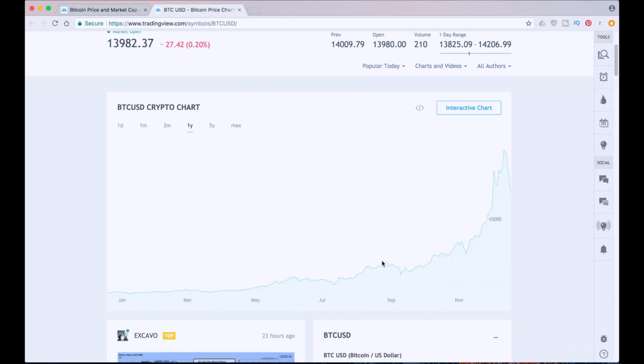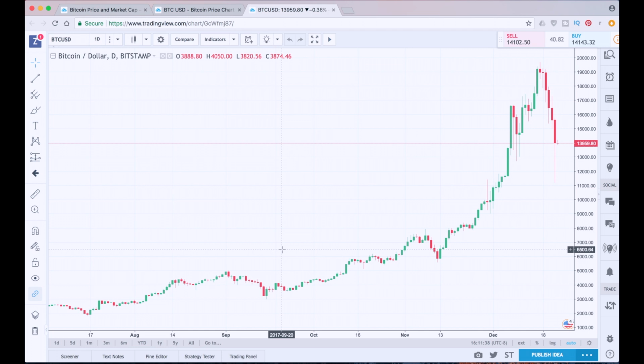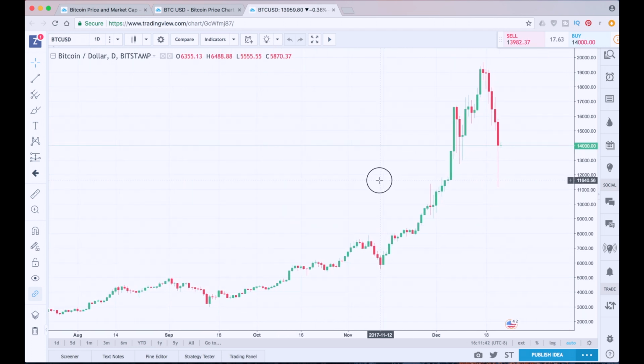And here you'll see a basic chart. That's not what we want. We want the interactive chart. So click on interactive chart, X out of this ad that reminds you that you are using a free product. And here's the live view of Bitcoin against the US dollar. You'll see it's hovering around 14,000 right now.